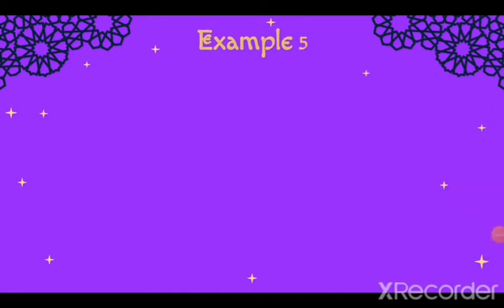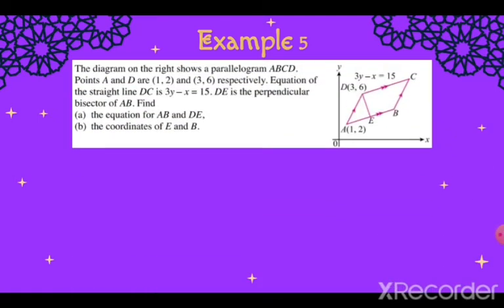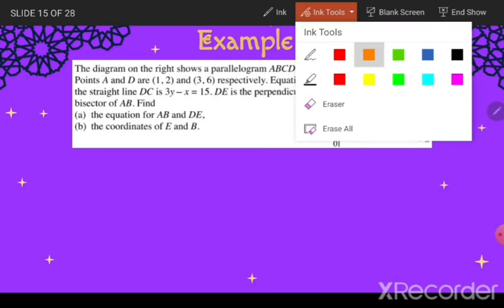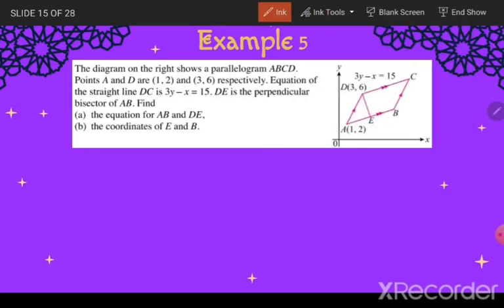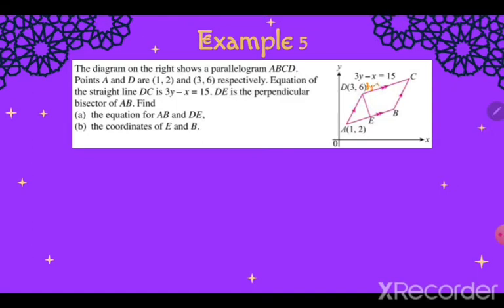Okay guys, let's look at example 5. The diagram on the right shows a parallelogram ABCD. Points A and D are (1, 2) and (3, 6) respectively. Find the equation of straight line DC. The equation of line DC is 3y minus x equals 15.